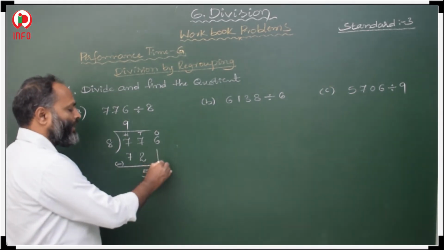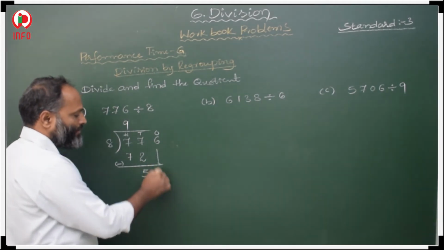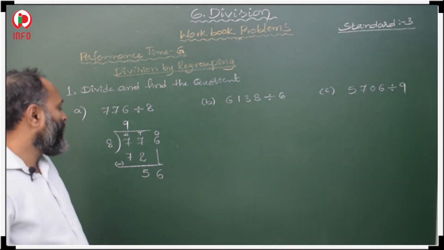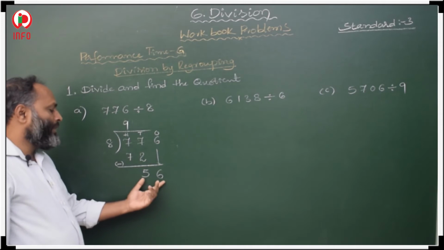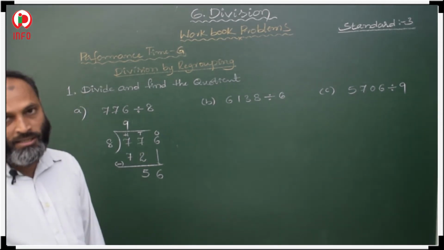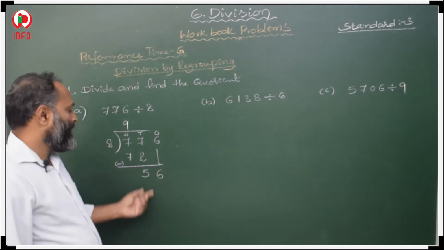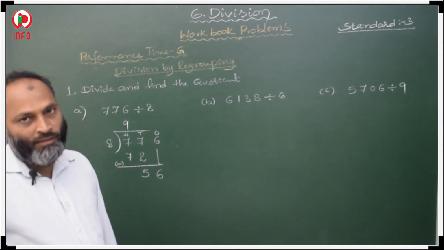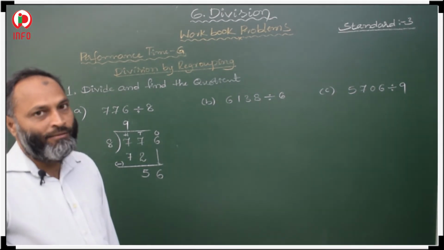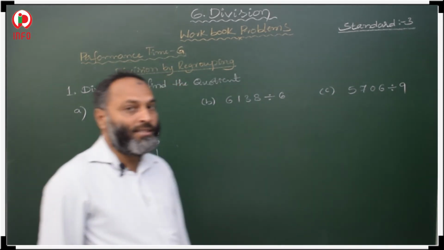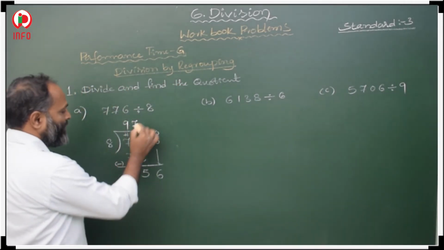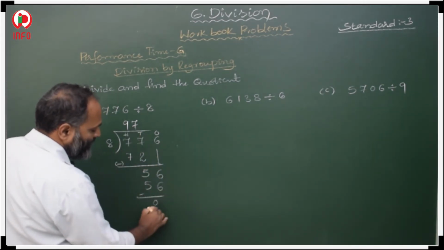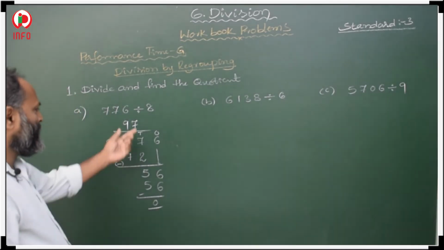Then after that we have to copy this 6, the 1's place. The 1's place 6 is there, that 6 we have to copy. Then now we have to check in the 8 table when you will get 56 ones, 5 tens and 6 ones, 50 plus 6, 56 ones. 8 5s are 40, 8 6s are 48, 8 7s are 56. Same number minus same number, 0. Then this is your quotient.